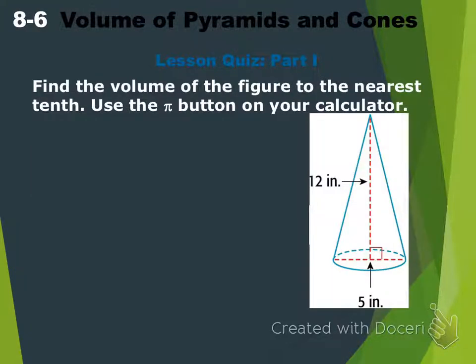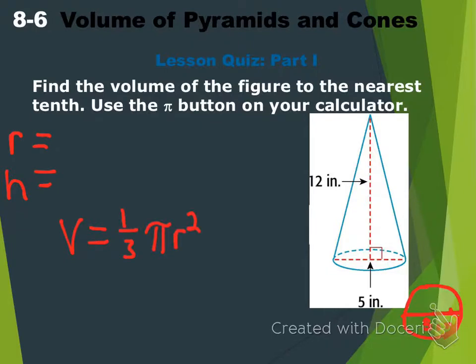So now you're going to try this last one on your own. But just be careful that you notice something here. If you notice, the base of this cone, that circle, it's showing that 5 inches is the diameter. Remember, a radius is only half of a diameter. So find your radius, find your height, and then use the formula V equals 1/3 pi radius squared times the height. When you're done, bring it up to me to check your answer.